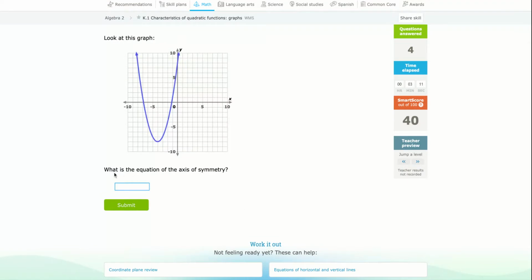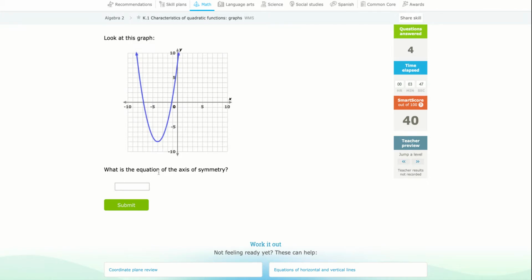It says, what is the equation of the axis of symmetry? Now, the axis of symmetry is a vertical line that always goes through the vertex. In other words, I could technically flip this parabola, and they're called parabolas, this quadratic, across this line that comes straight down like this. It's hard to see, but flip a U from right to left or left to right, and it looks exactly the same. That's the axis of symmetry.